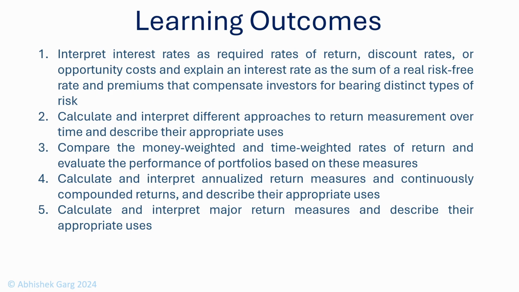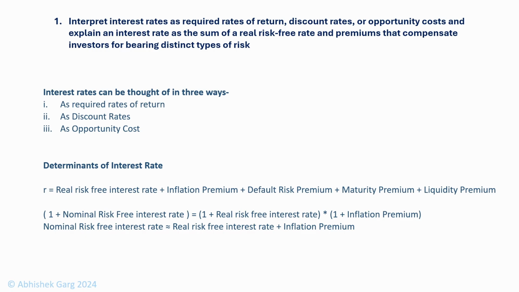We'll be covering the module learning outcome statement wise. There are 5 learning outcomes in this module. So we'll go through each of them individually. The first learning outcome statement is interpret interest rates as required rate of return, discount rate or opportunity cost, and explain an interest rate as the sum of a real risk-free rate and the premiums that compensate investors for bearing distinct types of risk. So let's say an interest rate, it can be thought of in 3 ways.